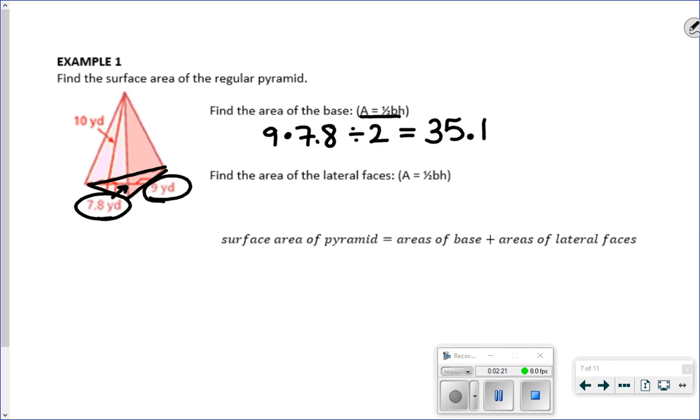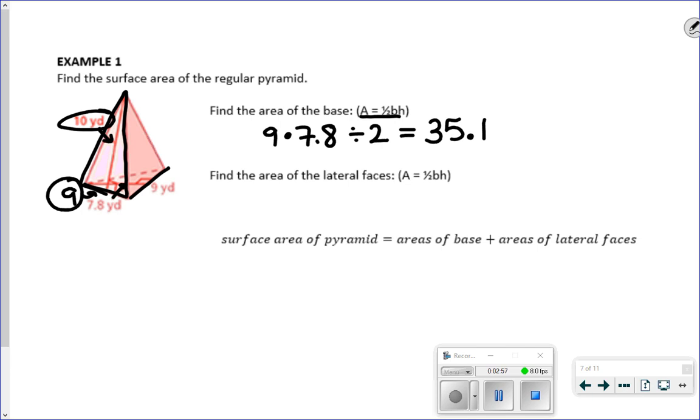Now I'm going to do the area of my lateral faces. Those are the triangles that are on the side. So I have to take a look at the triangle on the side and figure out what the numbers are that go with it. The tricky thing about how this one is labeled: you can see that the 10 yards here is our slant height. But it kind of looks like the 7.8 is the base. You have to pay attention to the fact that that 7.8 is pointing to the inside. 9 is the one on the outside. So 9 is actually the number that we need for the base of our face triangle.